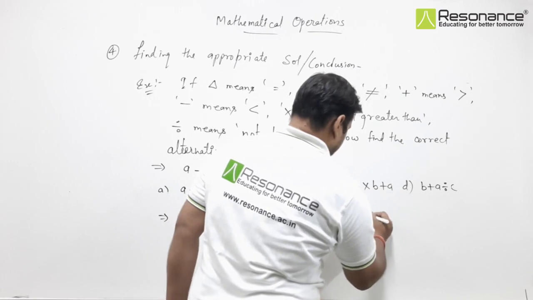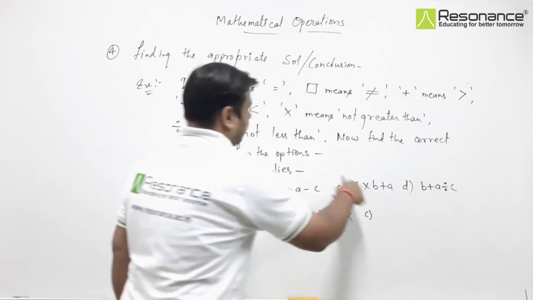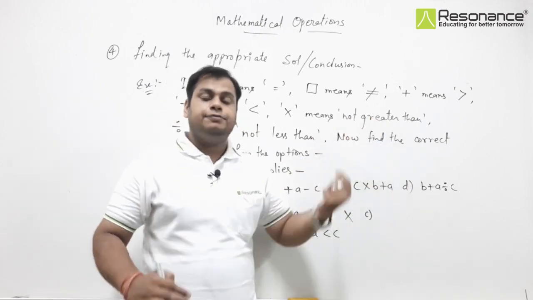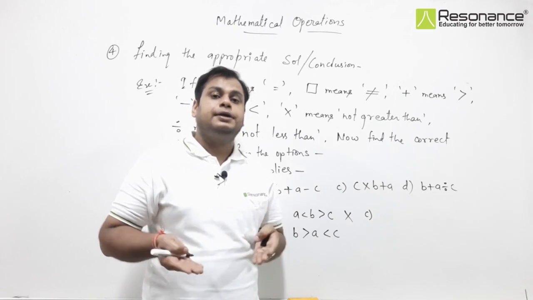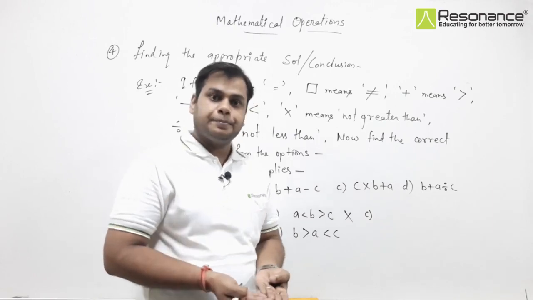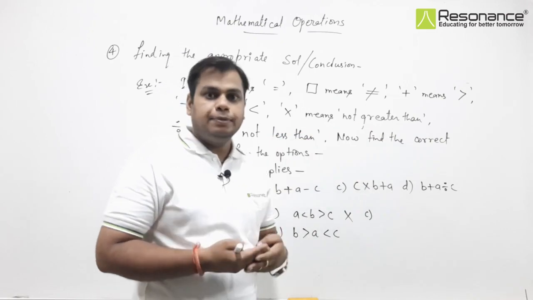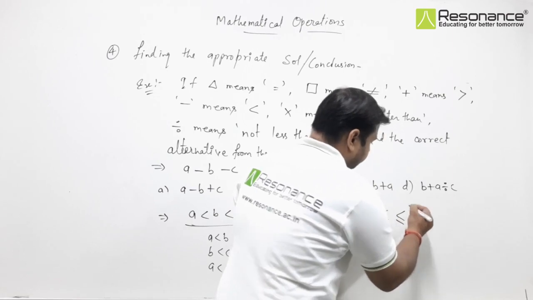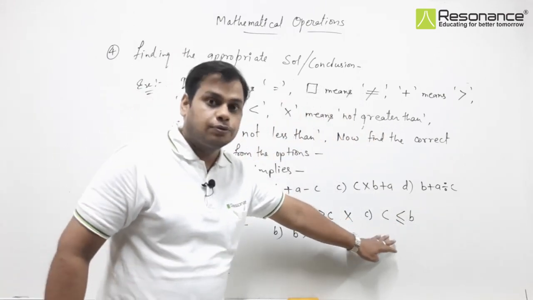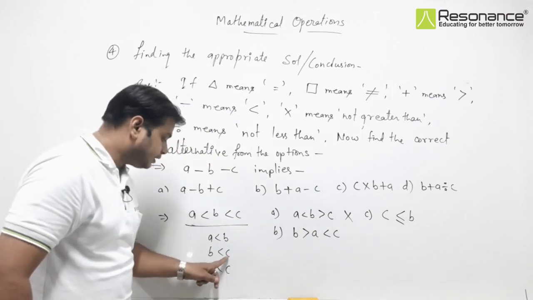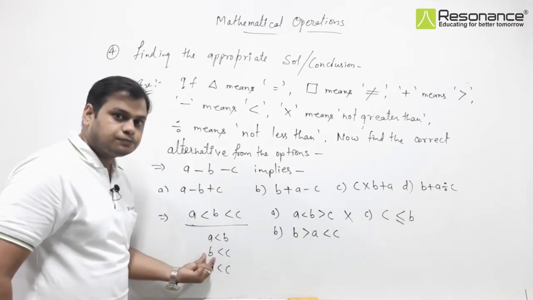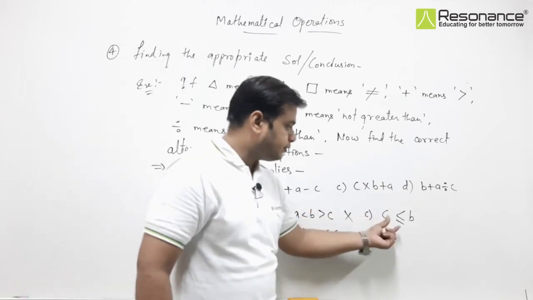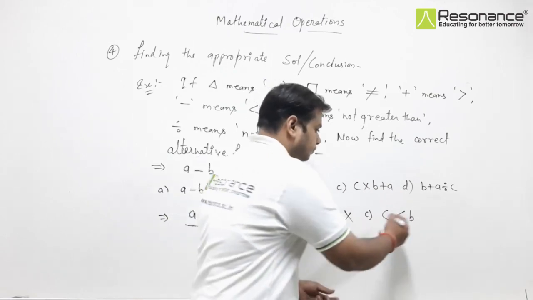Here, option C says C multiply B, and multiply means not greater than. Now, what is the meaning of not greater than? If it is not greater than, then it may be equal to or less than. So C is equal to or less than B, but that makes it wrong. Why? Because it is clearly given that C is greater than B, and this shows us that C is less than or equal to B. So option C becomes wrong.